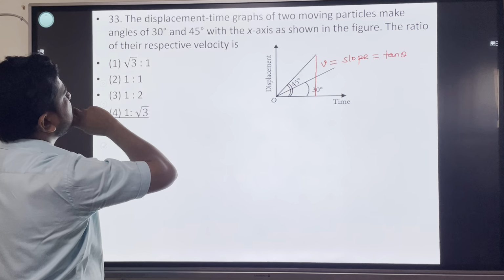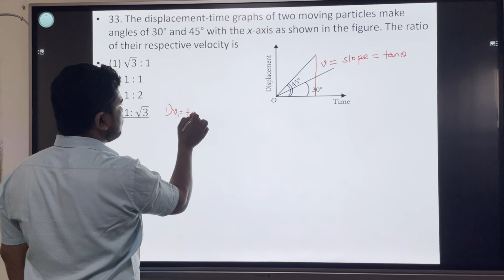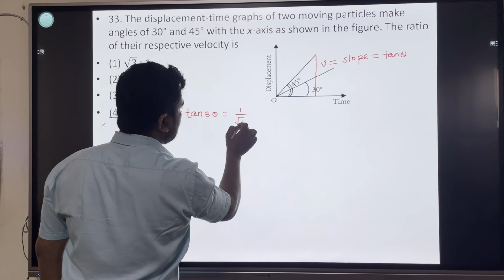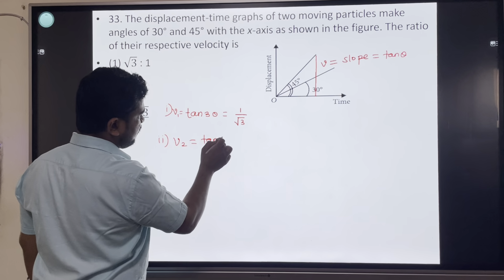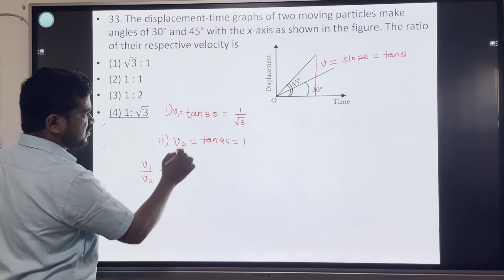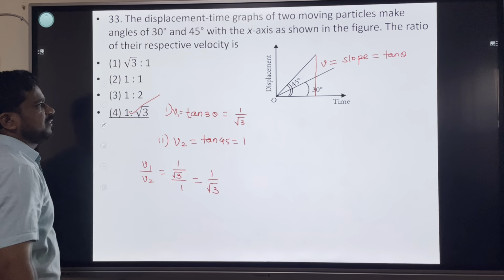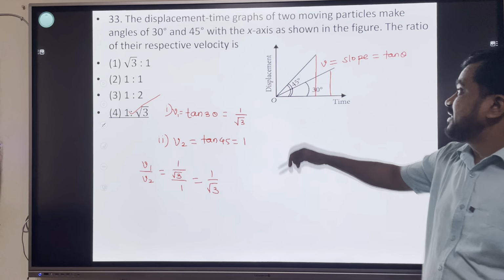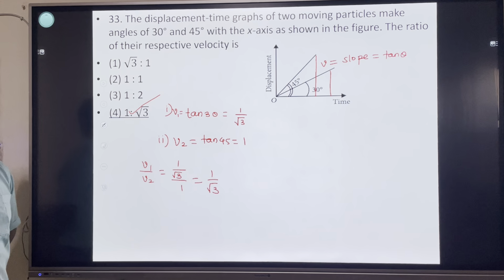The ratio of their respective velocities is. First one is velocity v1 is equal to tan theta 1, means tan 30. Tan 30 is equal to 1 upon root 3. Next one is v2. v2 is equal to tan 45. Tan 45 is equal to 1. v1 divided by v2 is equal to 1 upon root 3 divided by 1, is equal to 1 upon root 3. The slope of both graphs means velocity. In a displacement time graph, velocity is equal to slope of the graph. Slope is equal to tan theta.